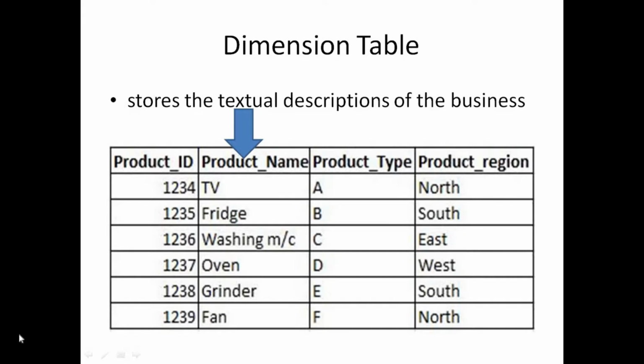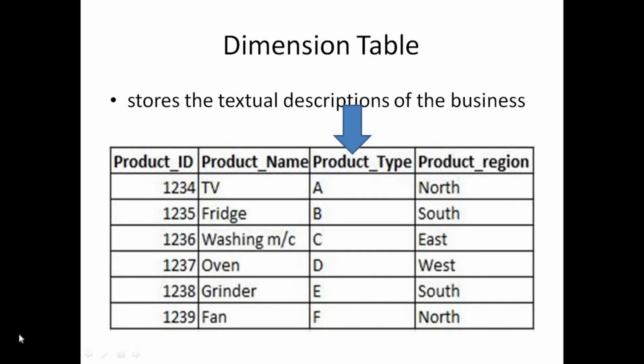Coming to the product name. The product name represents what product we are purchasing, that means what product we sell. The product names are like TV, fridge, washing machine, oven, grinder, fans. These are all the product names. It is also textual description.